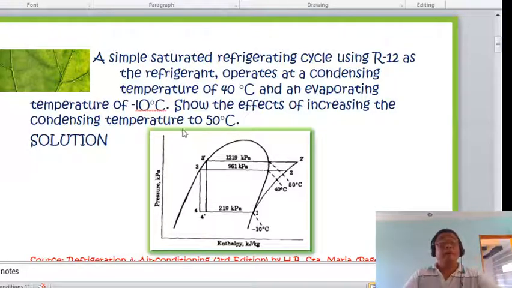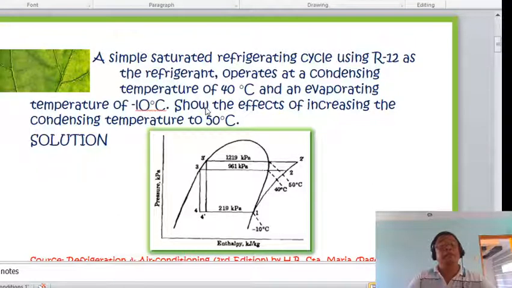If we now take a look at the pressure enthalpy diagram, we will notice points 1 and 2, and then 2 prime, 3 prime, 3 and 4, 4 prime. Here is now the condition. At 1 the temperature is negative 10, and at 2 the condensing temperature is 40, and at 2 prime the condensing temperature is 50. Take note class the difference between the pressure. At 40 degrees that is 961 and at 50 degrees that is 1219 kilopascal.